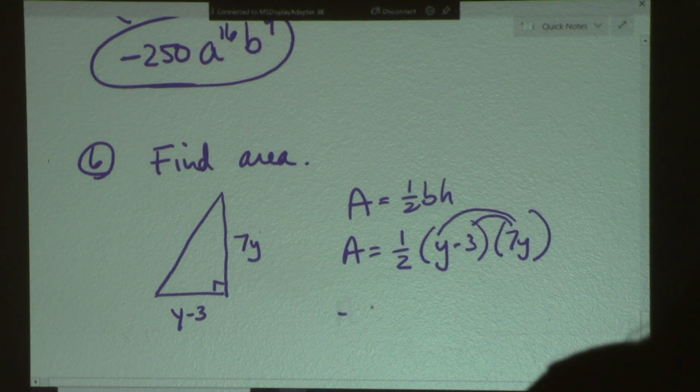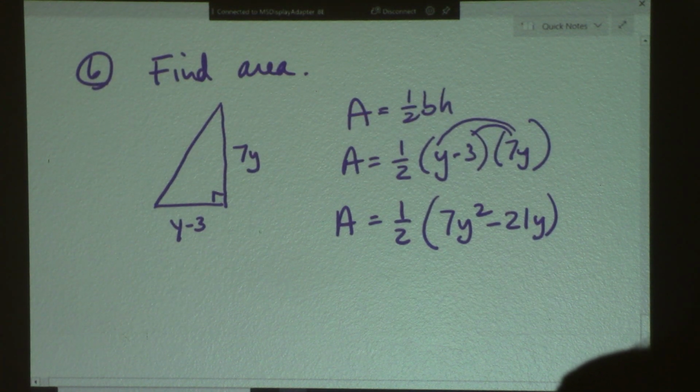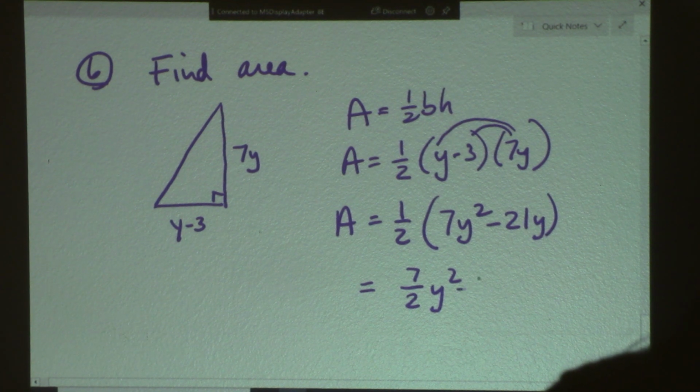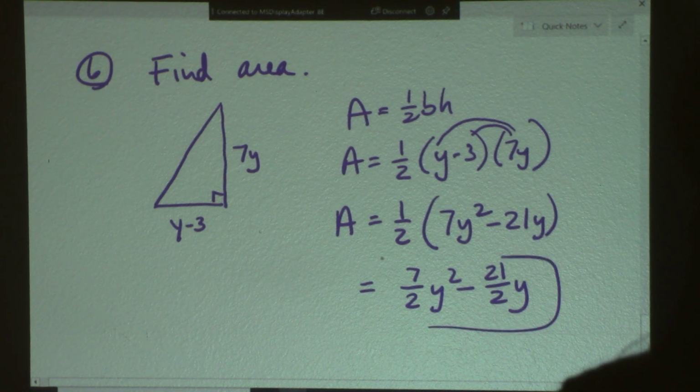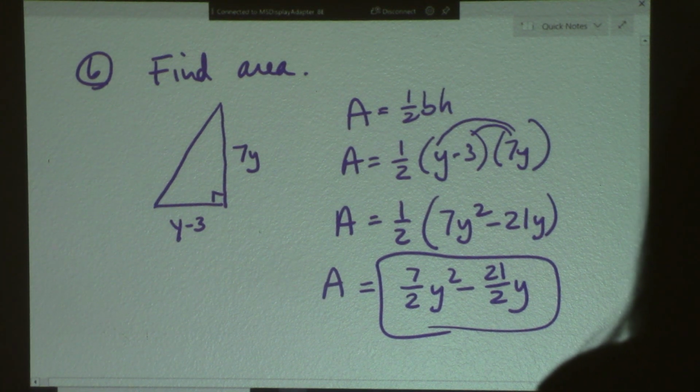So let's see what we get here. Right now, I'm just going to put the 1/2 there. So I'm going to have 7y times y is 7y squared. And then 7y times negative 3 is negative 21y. Okay? Now I'm going to multiply by 1/2. So I'm just going to put it over 2. So I got 7/2 y squared minus 21/2 y. And that is a messy answer, but it just is the way it is. So that is your expression that represents the area.